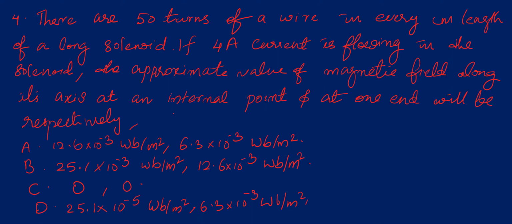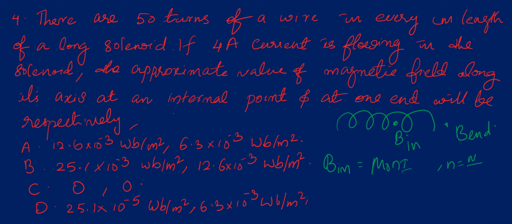There are 50 turns of a wire in every centimeter length of a long solenoid. If 4 ampere current is flowing in the solenoid, the approximate value of magnetic field along its axis at an internal point and at one end will be respectively. Options are given. So we have to find out the magnetic field inside the solenoid and also at one end of the solenoid. The equation for magnetic field inside a solenoid is mu 0 N i, where N is the number of turns per unit length.